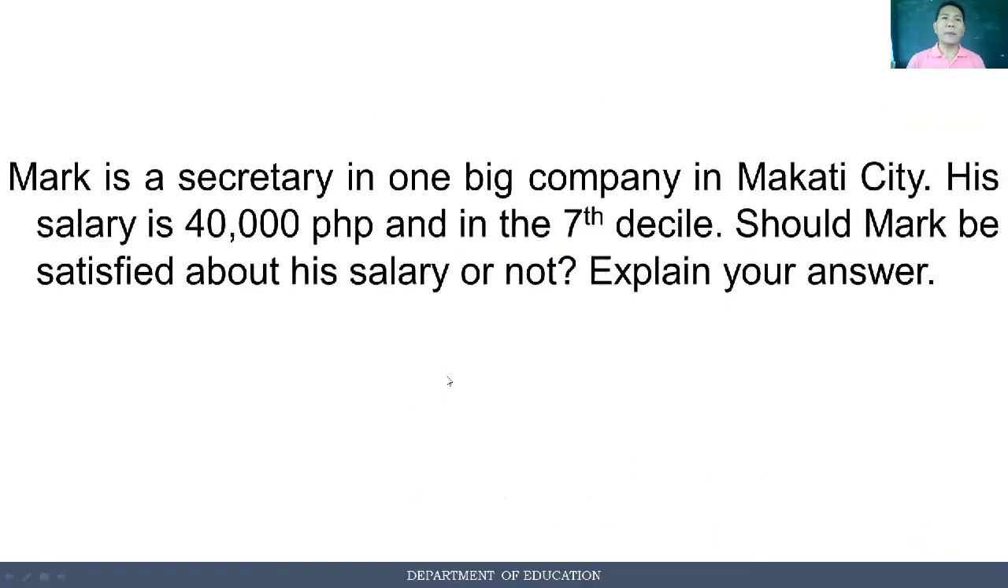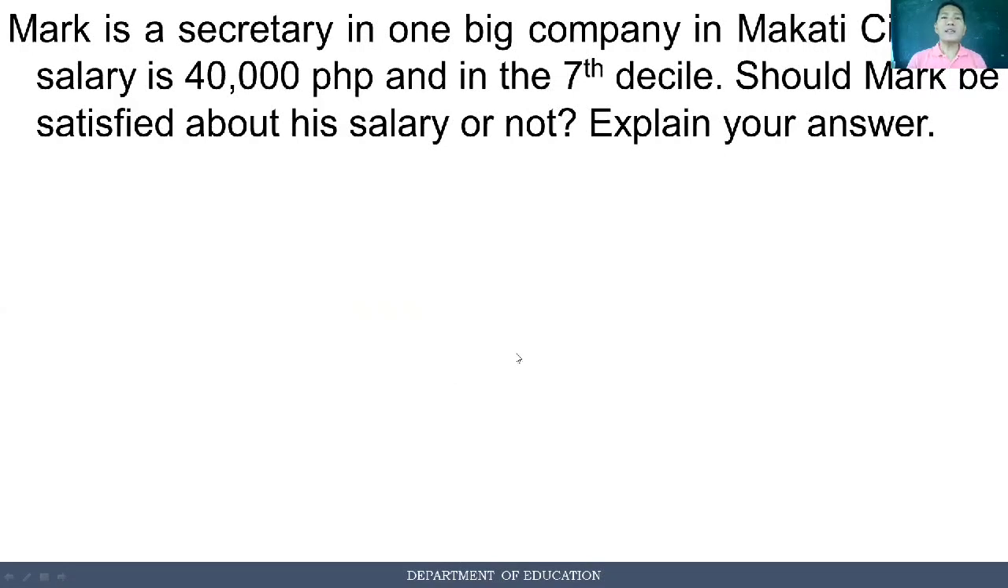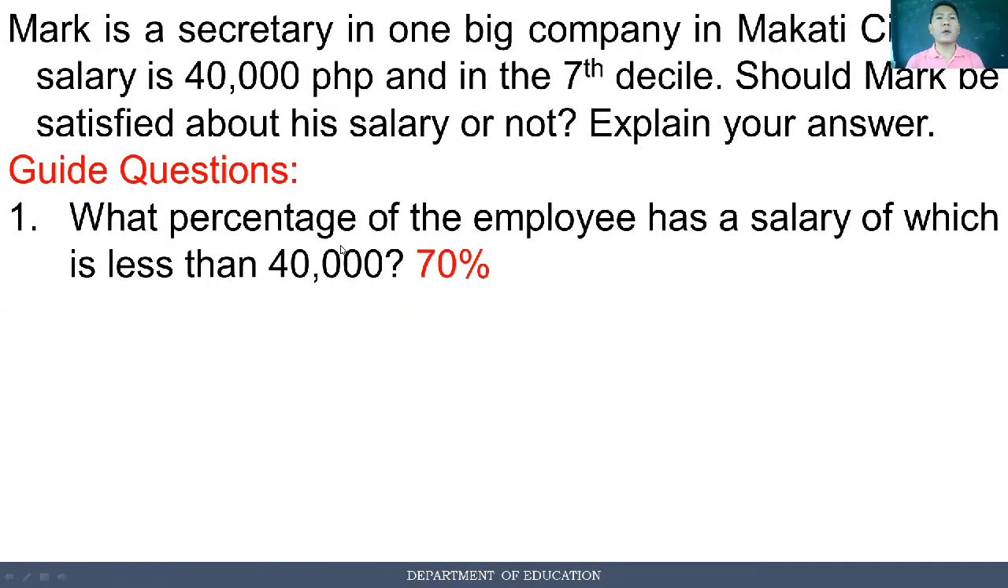Next, another problem. Mark is a secretary in one big company in Makati City. His salary is 40,000 pesos and is in the 7th decile. Should Mark be satisfied about his salary or not? Explain your answer. So 40,000 pesos and it is in the 7th decile. So what does it mean? So here are our guide questions.